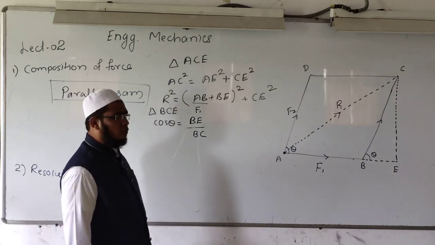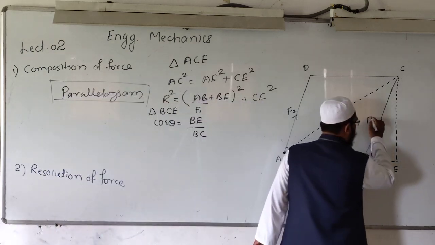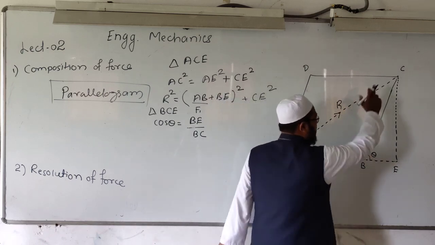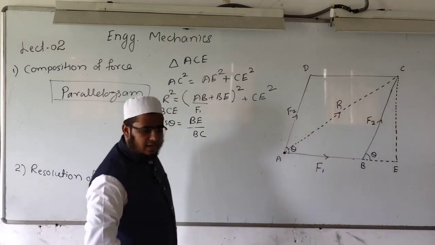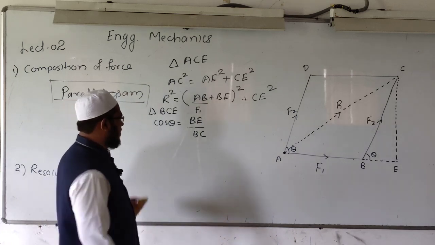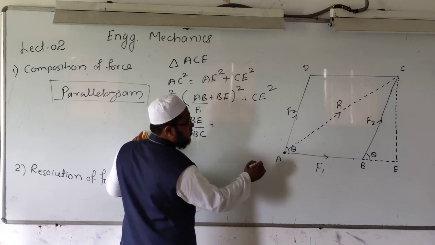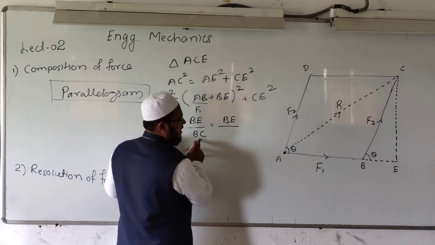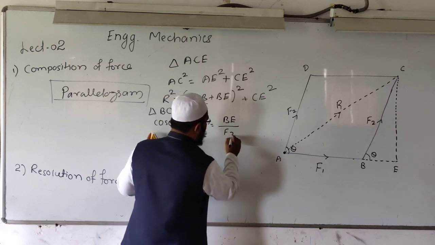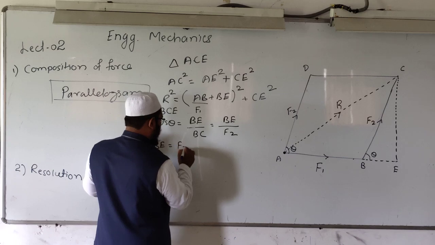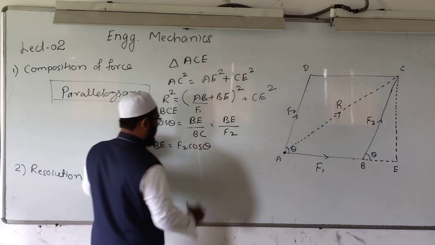The value of BC is F2. If AD is F2, therefore BC is also F2, because in a parallelogram opposite sides are equal and parallel to each other. Therefore BE equals, we have to find the value of BE, and BC is F2. Therefore BE equals F2 cos theta.